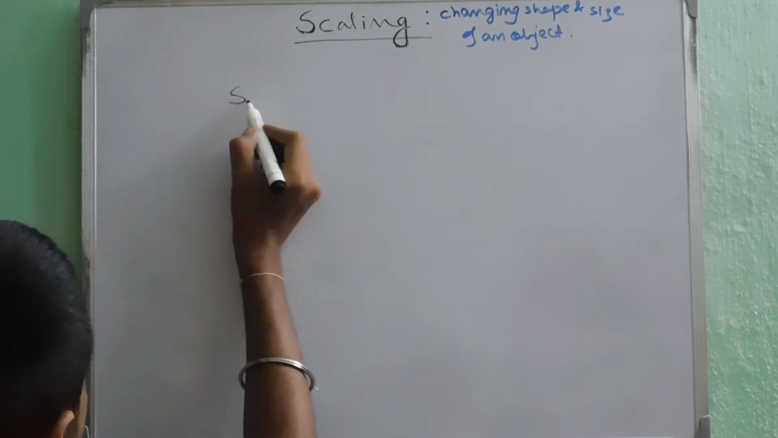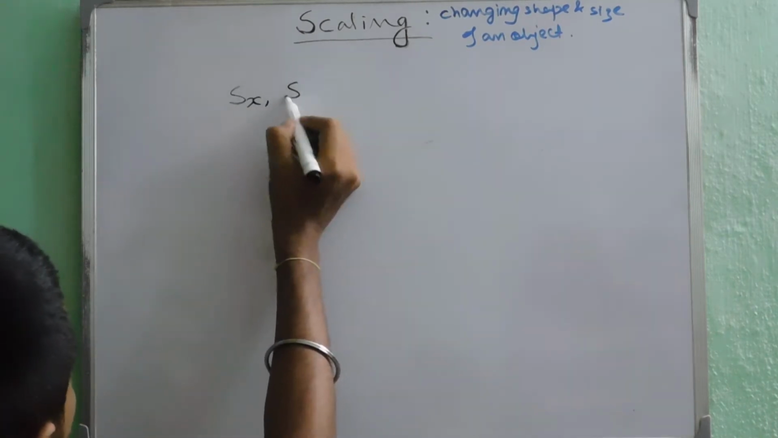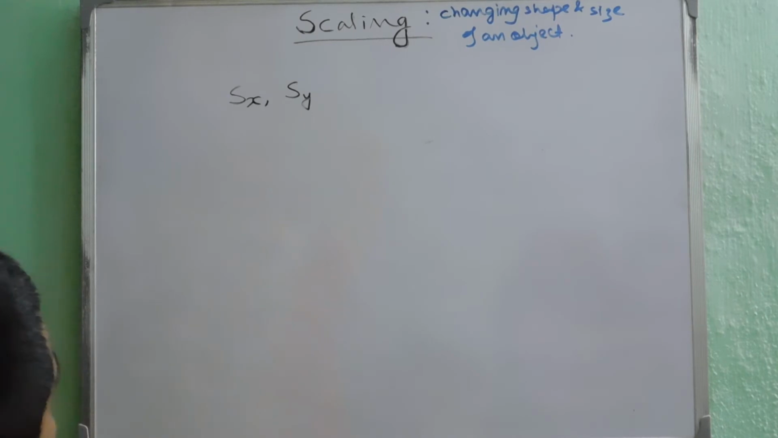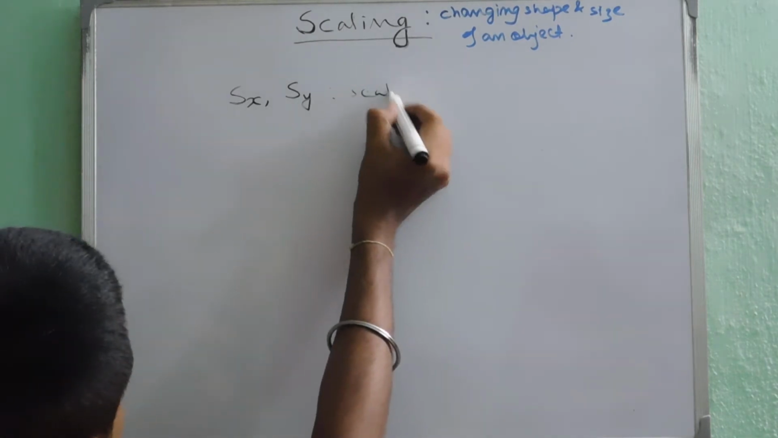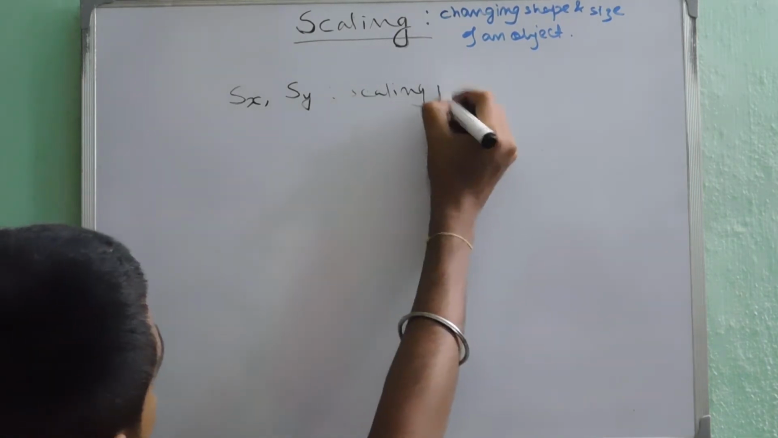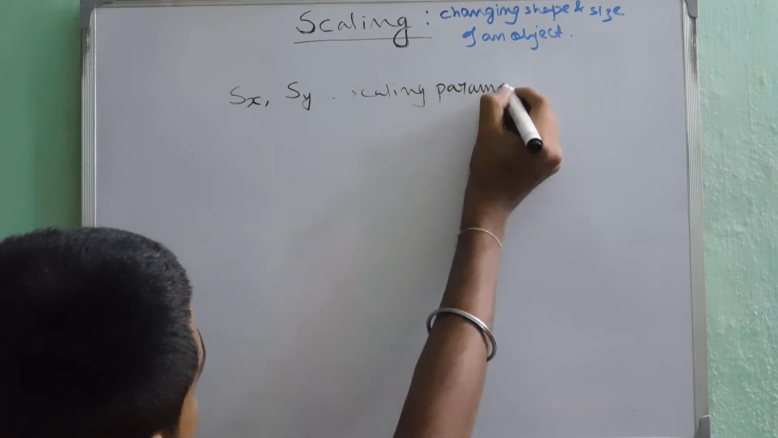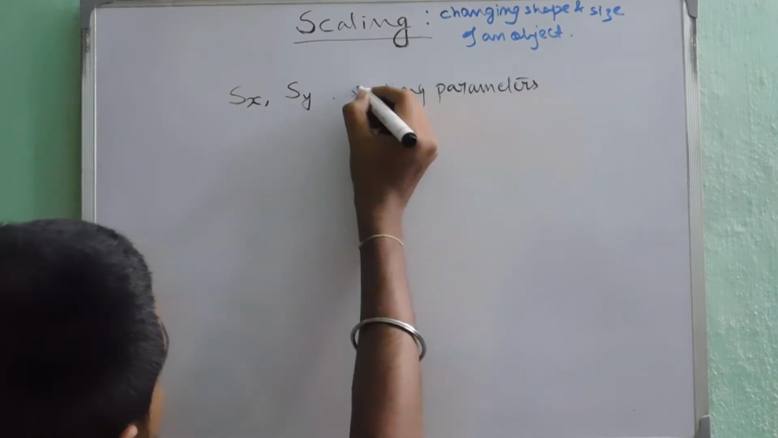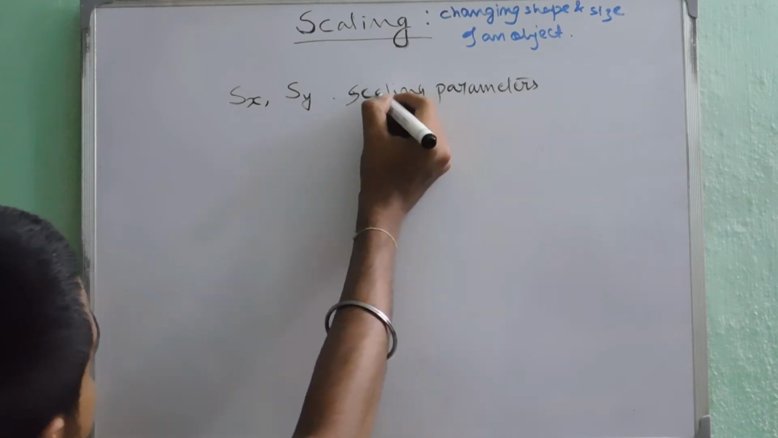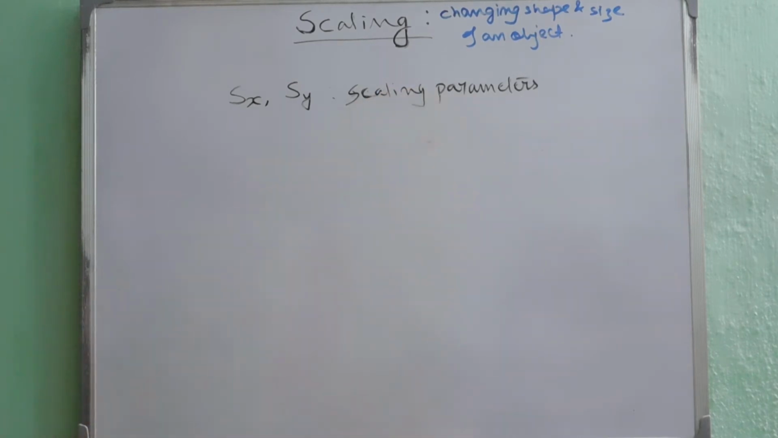The first one is Sx and the second one is Sy. So these are the scaling parameters, Sx and Sy. Now these scaling parameters have some properties.